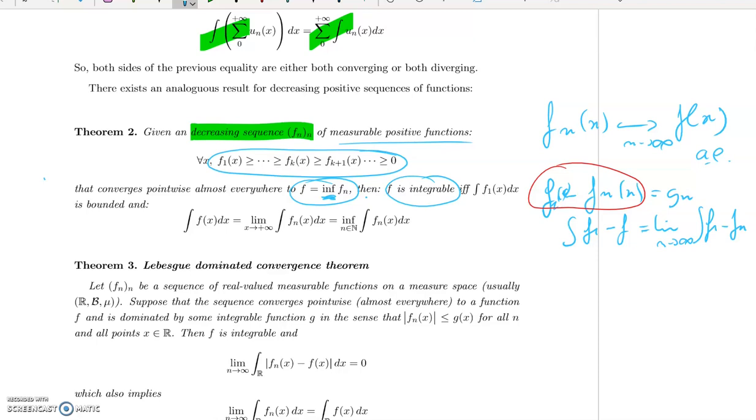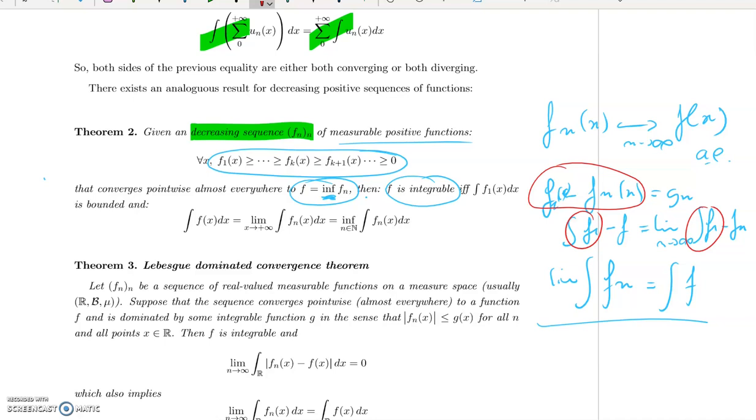Okay, and in order to get the equality that we are looking for, meaning the limit of the integral of fn is equal to the integral of the limit, meaning the integral of f, in order to get this, we absolutely need that to be bounded on both sides, otherwise we wouldn't be able to rule this out.